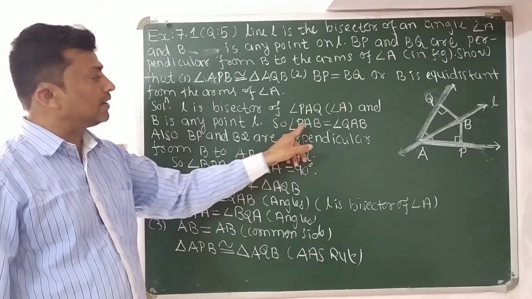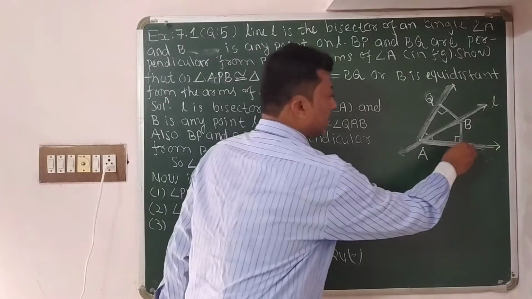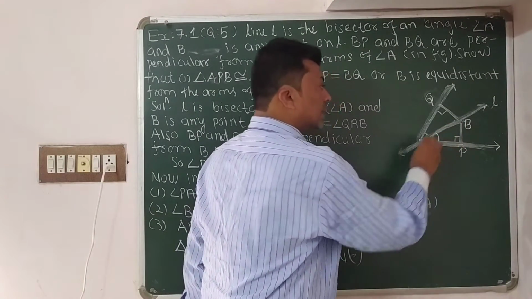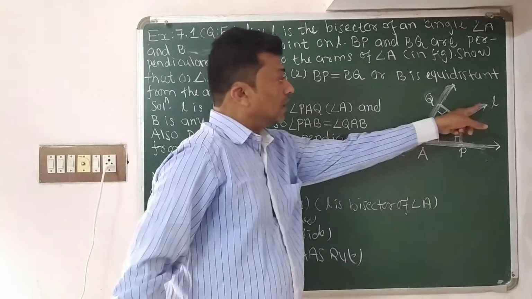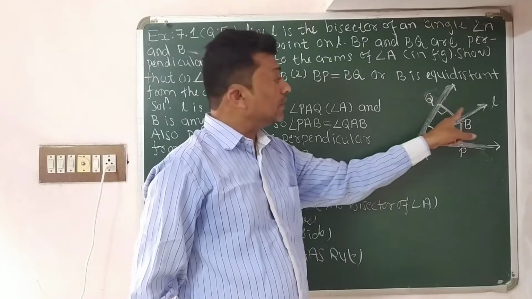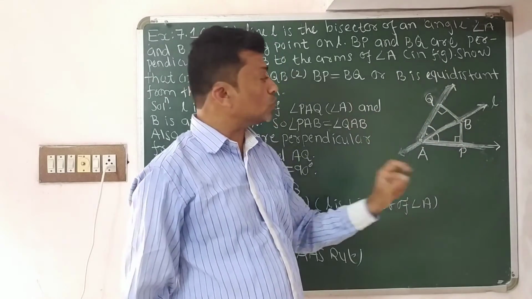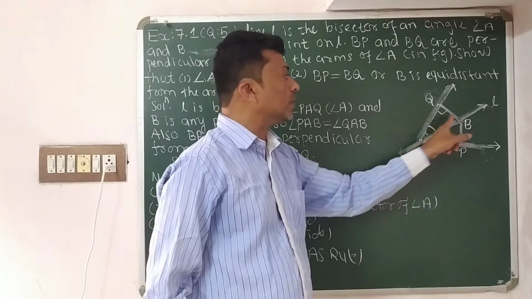Since line L is the bisector of angle PAQ and B is any point on L, we can write angle PAB is equal to angle QAB. This angle PAB is equal to angle QAB.